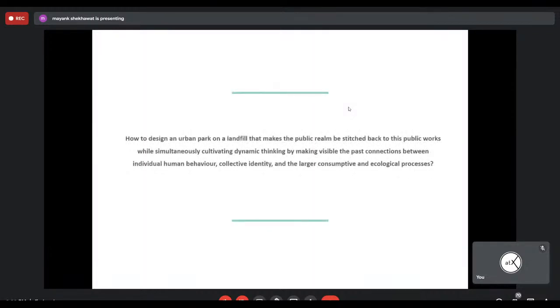Now, that's how we reached the research question for our master's thesis here. It was how to design an urban park on a landfill that makes the public realm be stitched back to this public works while simultaneously cultivating dynamic thinking. You know, it's much easier to write than read it. Cultivating dynamic thinking by making visible the past connections between individual human behavior, collective identity, and the large consumptive and ecological processes. Now, these were heavy words specifically used for the thesis.